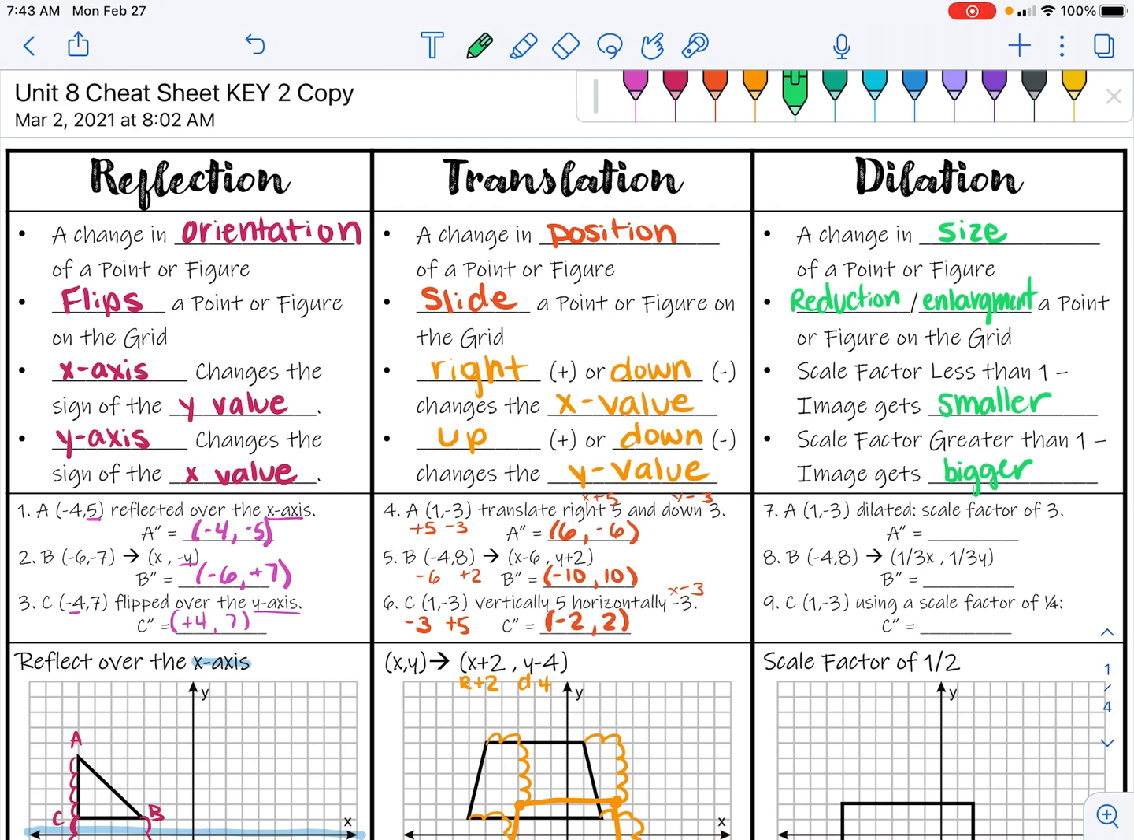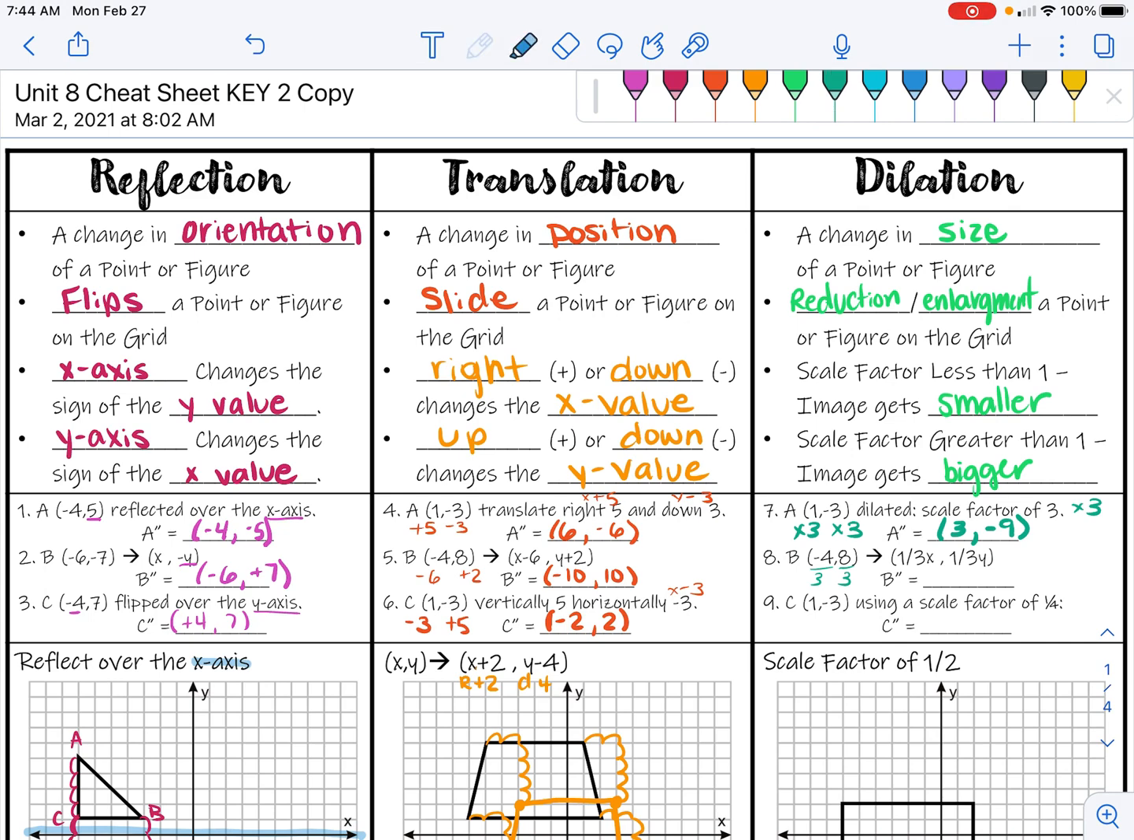It's twice as large. All right, so with a scale factor of 3, that means they want us to times by 3. So we're going to do 1 times 3 and negative 3 times 3, which will give us a new point of 3 and negative 9. In this case, they want us to multiply by 1/3. You can do that on your calculator, or you can just think about it as dividing by 3. I like dividing by 3 just because that's going to be a little bit easier.